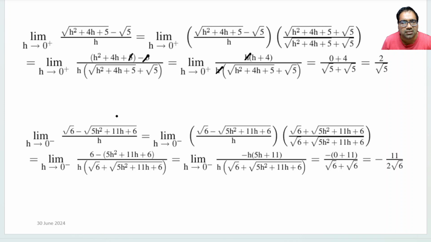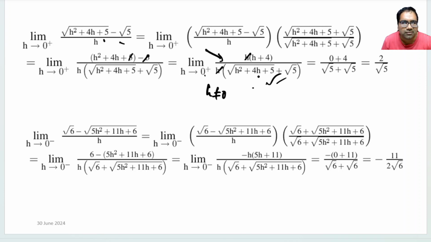This h and this h will cancel as long as h is not equal to 0. H is approaching 0. So basically what we are trying to say is this function is identical to h plus 4 by under root h square plus 4h plus 5 plus root 5, as long as h is not equal to 0. And in this function we know how it behaves when h equals 0. So this function is identical to that function, though we don't know the exact value of this function at h equal to 0. We'll take this as a proxy.